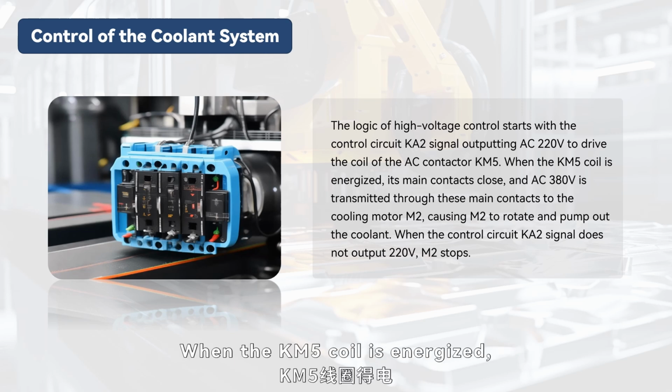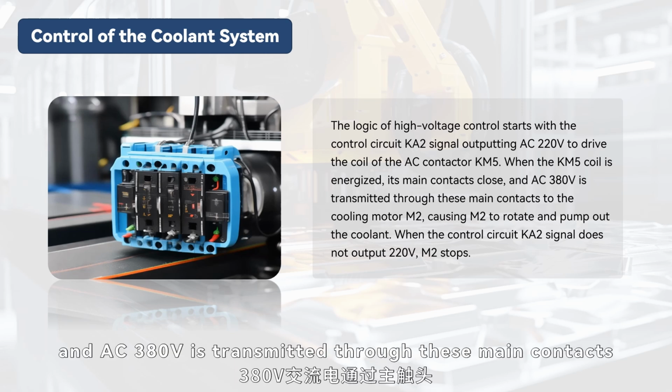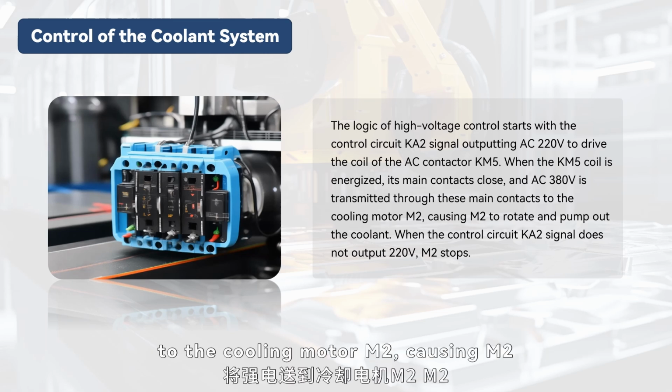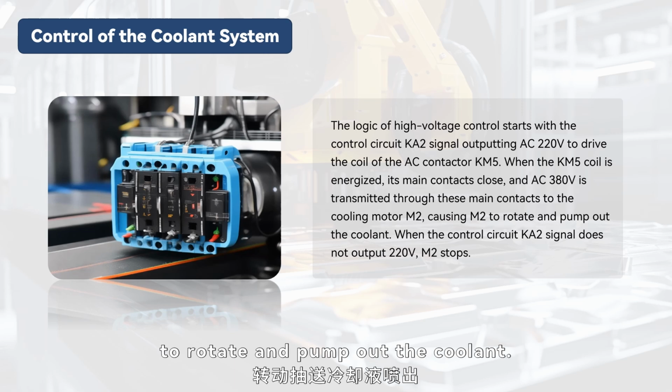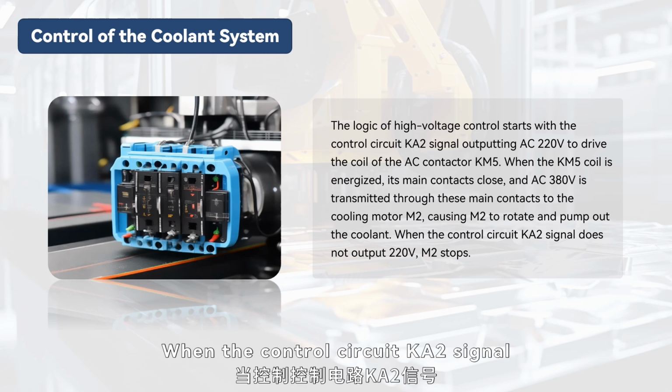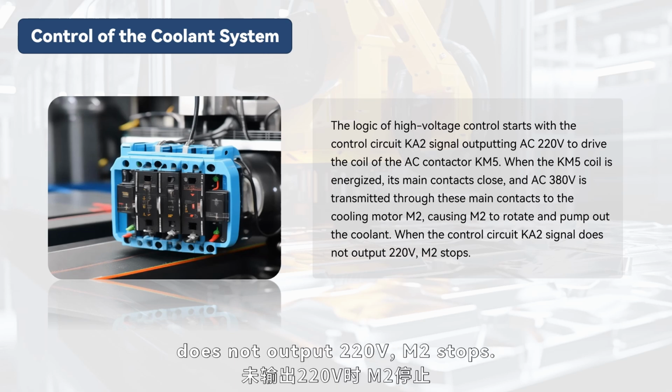When the KM5 coil is energized, its main contacts close, and AC 380 volts is transmitted through these main contacts to the cooling motor M2, causing M2 to rotate and pump out the coolant. When the control circuit KA2 signal does not output 220V, M2 stops.